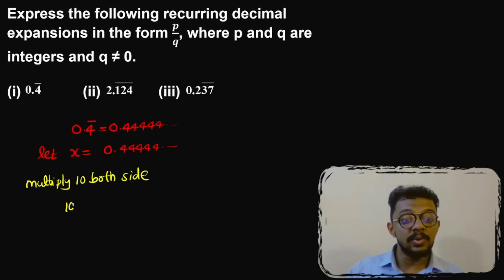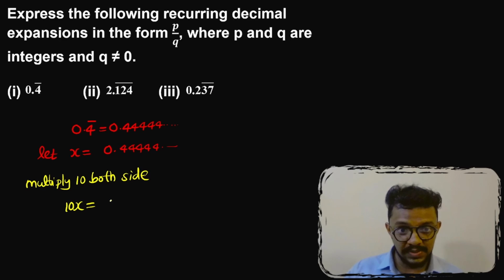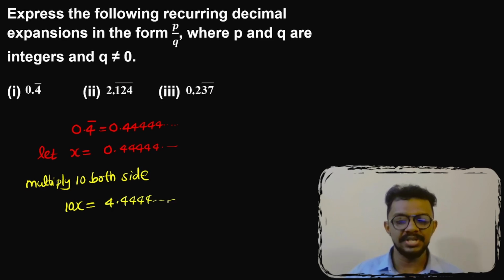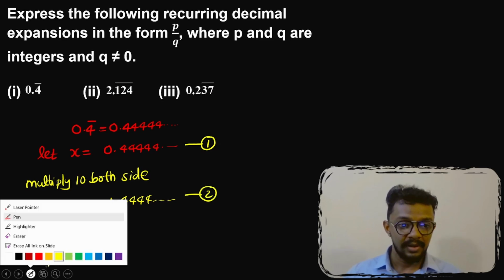10 into x is 10x. Multiplying this number by 10 means moving the decimal one place to the right; multiplying by 100, two places to the right. Remember all that. So multiplying by 10, this will be 4.4444 etc. Now I have 10x as well as x. The first one I am calling equation 1, the second one equation 2.